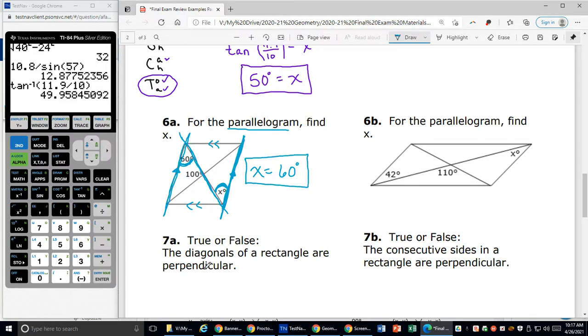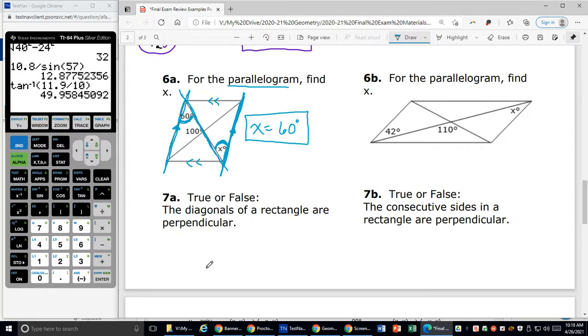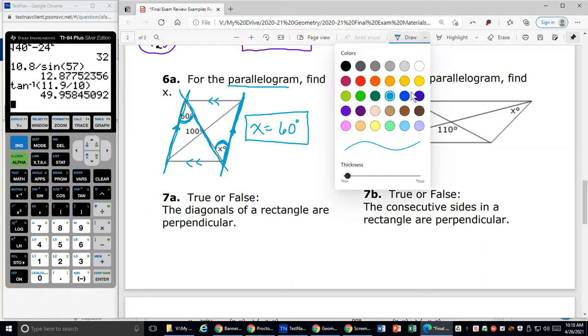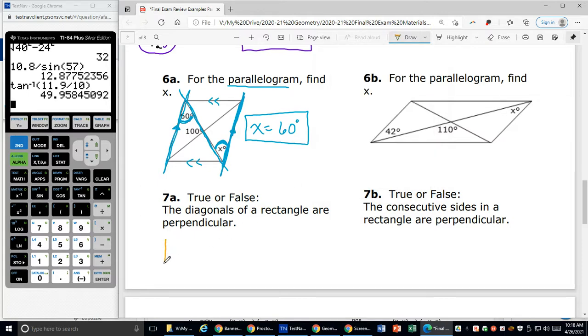Okay. All right. 7a, the diagonals of a rectangle are perpendicular, true or false. Well, you know what I'm going to do? I'm going to draw a rectangle and just see what I think about that. I'm going to make sure my rectangle looks like a real rectangle, not like a square. So I want it to be like a real rectangle.